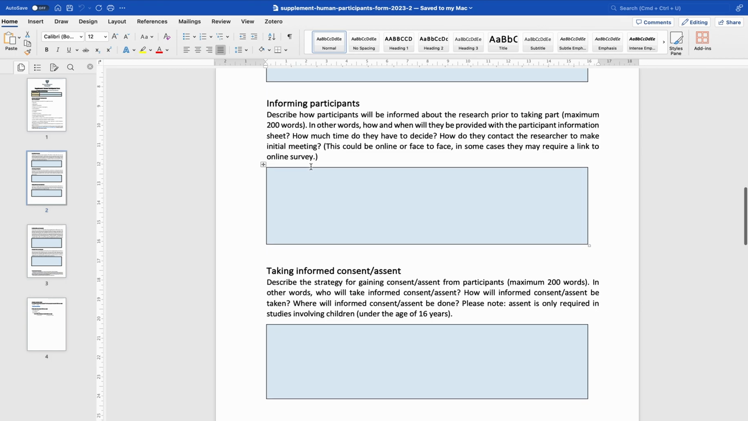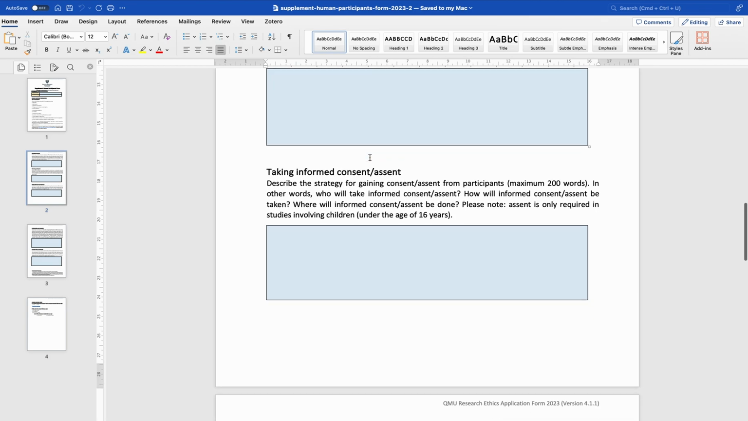This is all about your information sheet. How will participants be informed about the research prior to taking part? What information will they be provided with? How and when will it be provided to them? How much time do they have to decide? If they want to make contact with you, if they need to make contact with you, how will that be done? So think about all those issues.